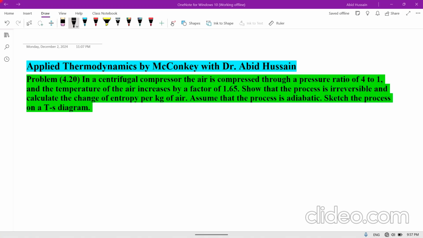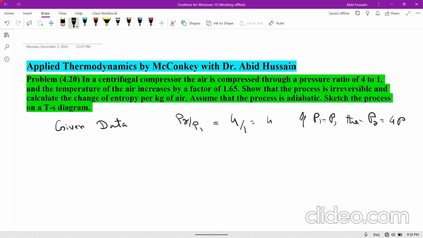In this lecture, we are solving problem 4.20. The statement is: in a centrifugal compressor, the air is compressed through a pressure ratio of 4 to 1. Pressure ratio of 4 to 1 means that P2 divided by P1 is equal to 4, meaning P2 is 4 times greater than P1. If P1 is equal to P, then P2 is equal to 4P.